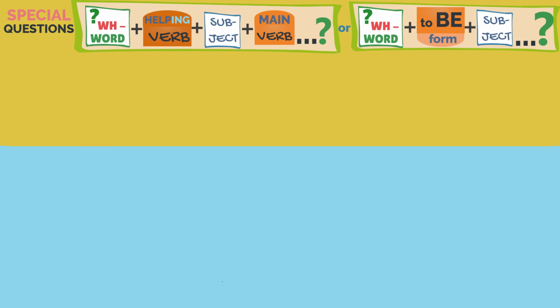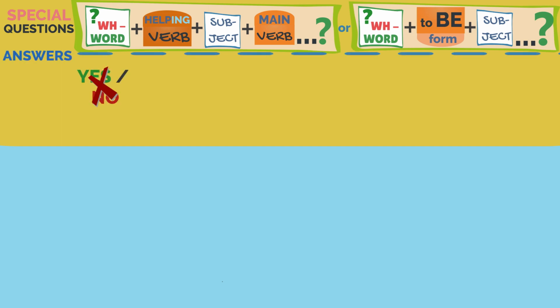Special questions are asked to get specific information. Special questions start with the WH words that show what information is needed. These questions cannot be answered with a simple yes or no. We need the answer to be more detailed.